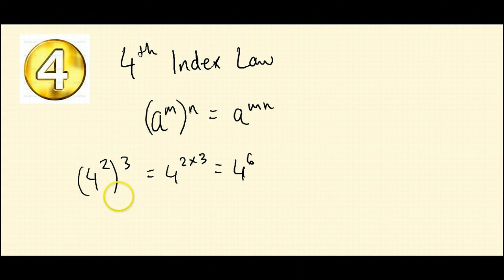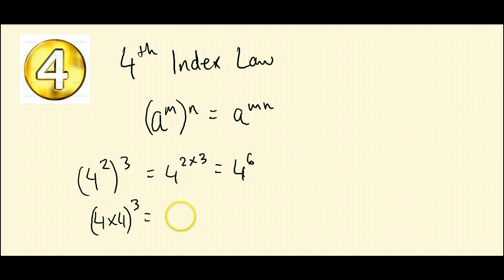Alright, let's see if that works out to be true. If we've got 4 to the power of 2, that's 4 times 4, and that's in brackets. And those brackets have been raised to the power of 3. So that means we've got to do whatever's in these brackets times itself 3 times.